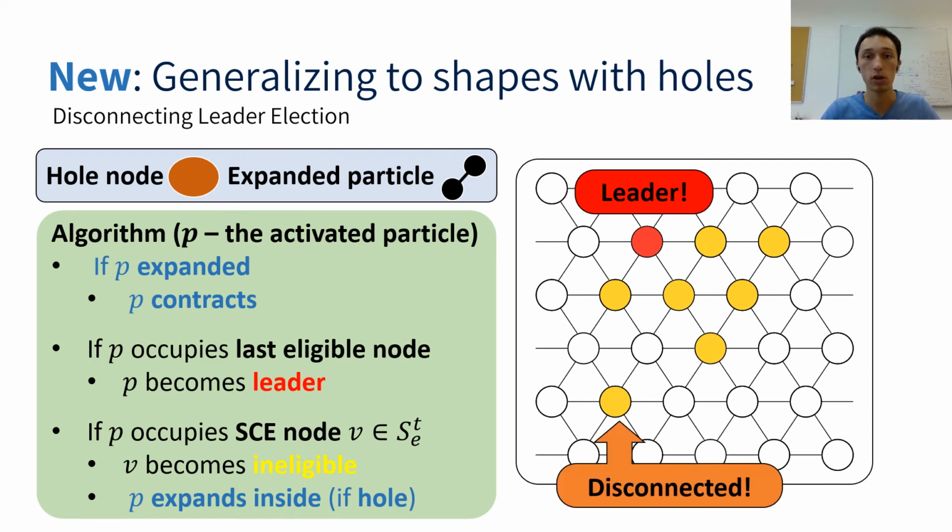Note that the particle which occupies the bottom left node is disconnected from the rest of the particle system. Indeed, when the expanded particle contracts, it does not try to keep the particle system connected. This is done for efficiency reasons.